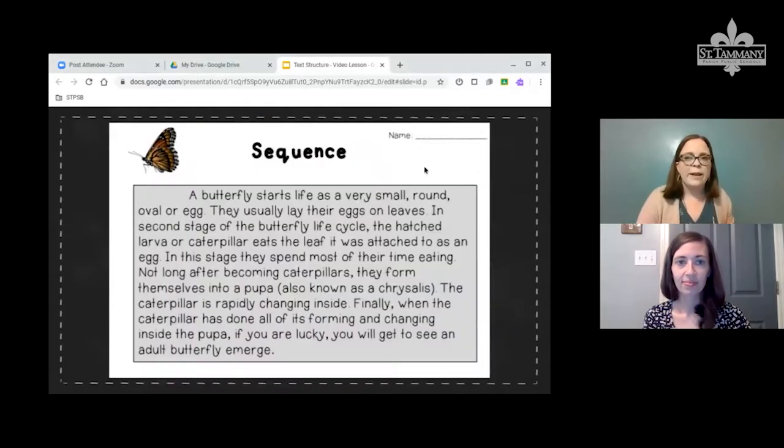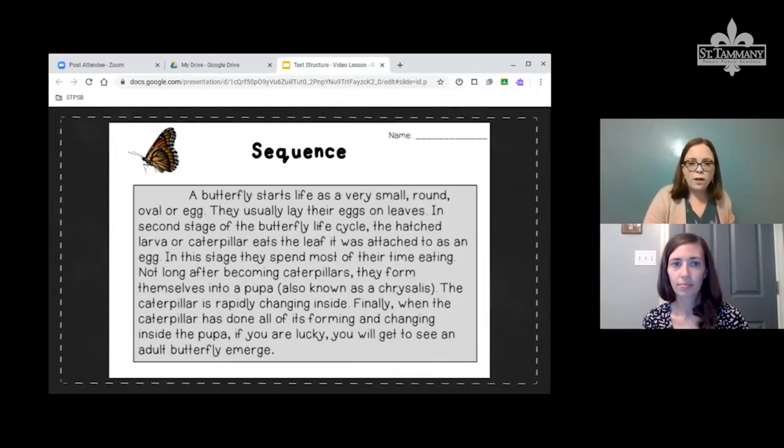Here's an example where the author uses sequence. A butterfly starts life as a very small, round oval or egg. They usually lay their eggs on leaves. In the second stage of the butterfly life cycle, the hatched larva or caterpillar eats the leaf it was attached to as an egg. In this stage, they spend most of the time eating. Not long after becoming caterpillars, they form themselves into a pupa, also known as a chrysalis. The caterpillar is rapidly changing inside. Finally, when the caterpillar has done all of its forming and changing inside the pupa, if you're lucky, you will get to see an adult butterfly emerge.